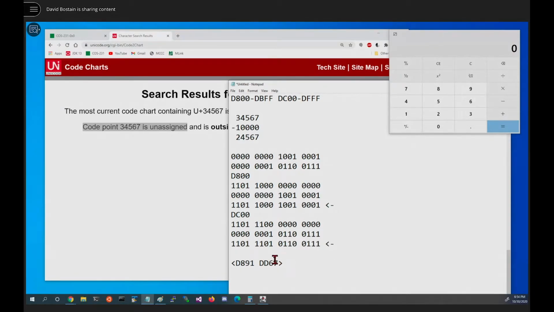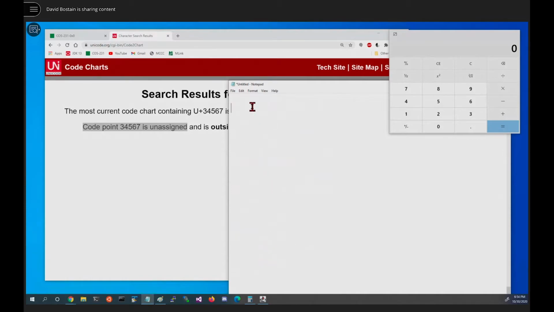Let's do that. Let's actually take a different one. So let's say we get a piece of code and it said, I don't know, 23D9 49DD. Somebody said to us, oh, I know what that is. That's a UTF-16 encoding in Little Endian of some code point. What is that code point?